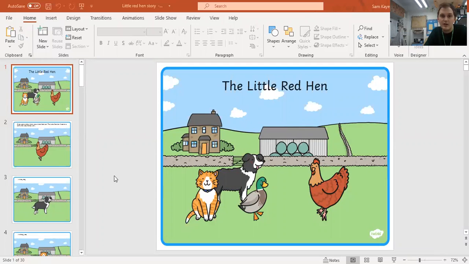So here we have the Little Red Hen story. Okay, and it starts with our characters here. You can see them on the screen. Maybe you can make a prediction about what you think the story is going to be about. What do you think is going to happen in this story? Okay, let's start reading.